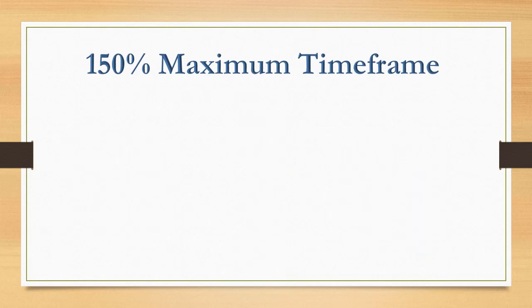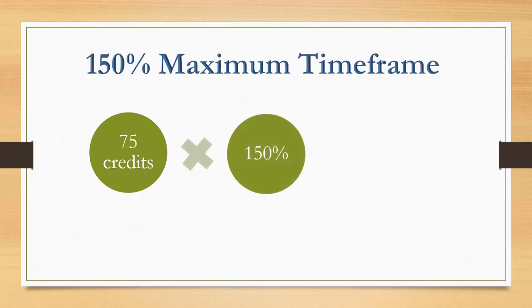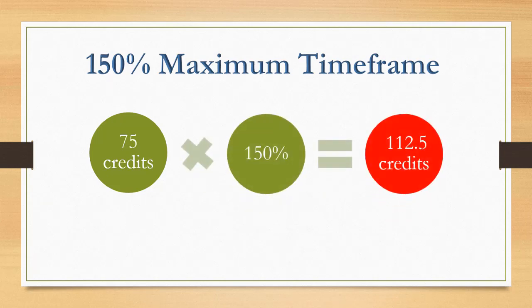Let's try this again. If your academic program is a total of 75 credit hours, to figure the maximum time frame, you would multiply 75 times 150%, which equals 112.5 credit hours.